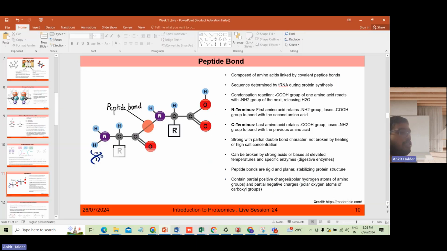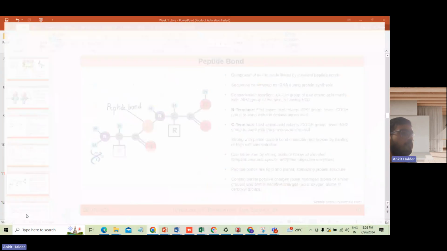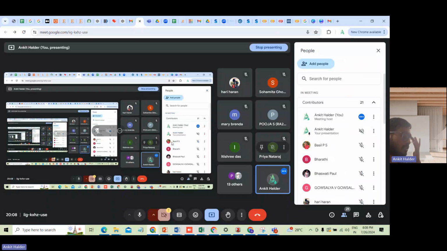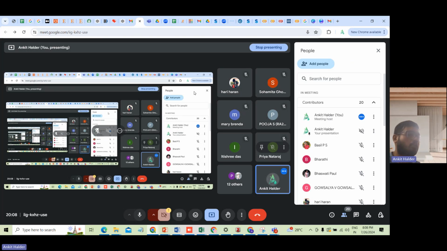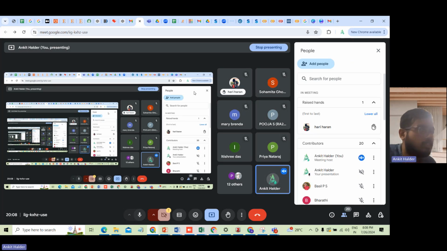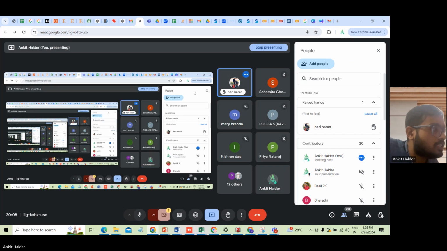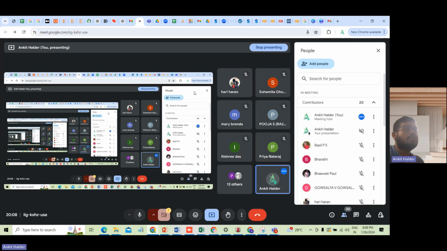Now a quick question: if a peptide bond is formed by a condensation reaction, that is, H2O is removed and the carboxyl group and NH group get joined, then with what reaction can it be broken down? Any reaction coming to your mind to denature or break down the peptide bond? Yes, Hari. Yes, so hydrolysis is one reaction through which the peptide bonds can be broken down.